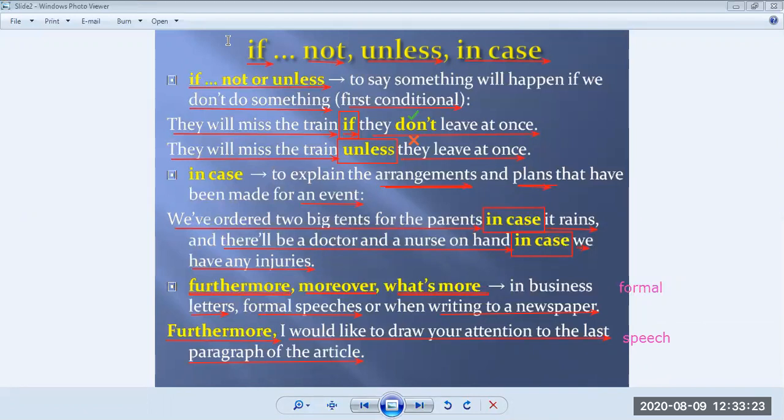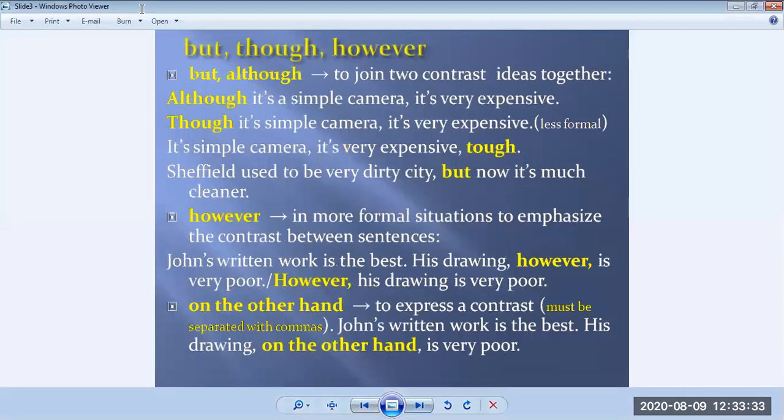So let's have a look at the next page. The next one is here. But, though, and however. Also, we use them as linking words. How do we use them? Where do we use them? What do we use them for? But, and although, to join contrast ideas. What does that mean, contrast ideas? Contrast ideas together. Contrast ideas means that one side is positive, another side is negative.